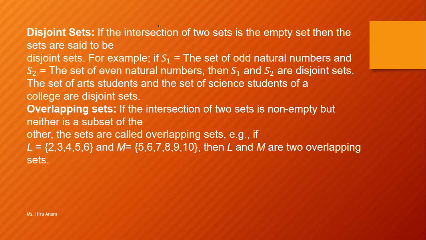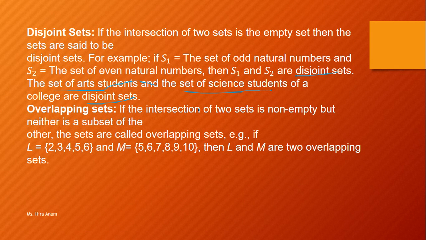Disjoint set. If the intersection of two sets is empty, then they are said to be disjoint sets. For example, S1 is the set of odd natural numbers, and S2 is the set of even natural numbers. Then this is a disjoint set. When the intersection of two sets is empty, it is called a disjoint set. Just like the set of art students and the set of science students. These are different students, so this is a disjoint set.